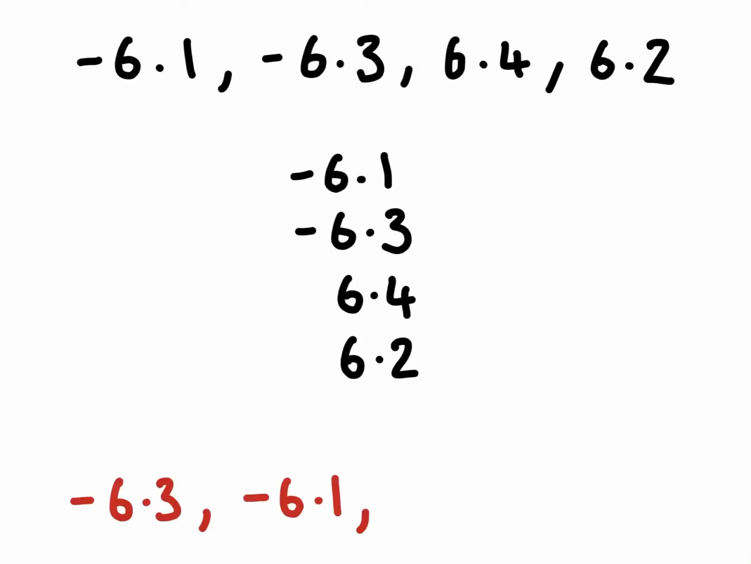Then we'll go to the positive numbers, just like the previous example. We'll compare the 6s, which obviously are the same, and then 2 is less than 4. So the next number in the order will be 6.2 and then 6.4.